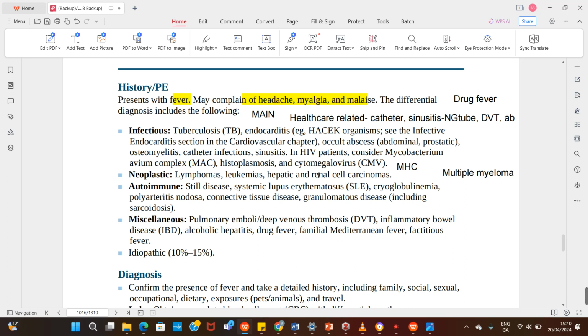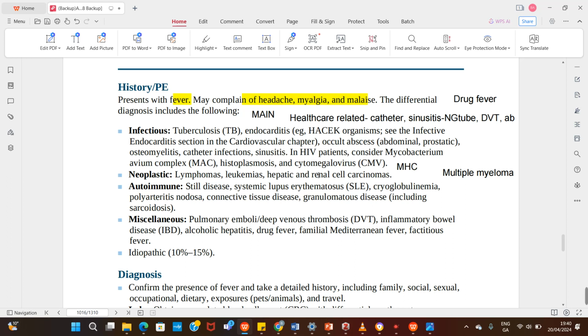Granulomatous is like sarcoidosis. We've discussed sarcoidosis so many times. We know what to look out for. Miscellaneous causes. So, part of the miscellaneous causes is pulmonary embolism, DVT, just like we have mentioned under the healthcare related ones. So people with some DVTs, IBD, alcoholic hepatitis, drug fever, familial Mediterranean fever, or factitious fever, can be the cause for the fever of unknown origin.